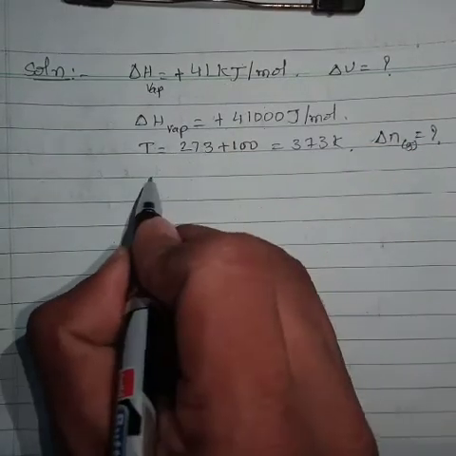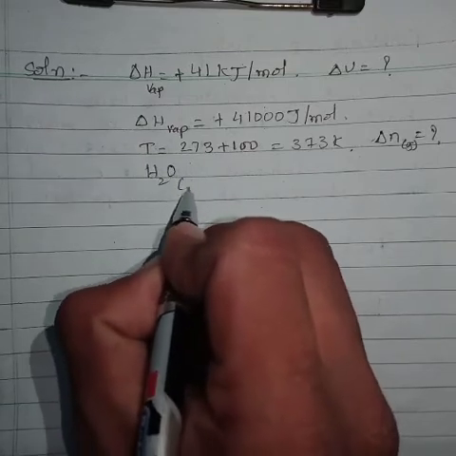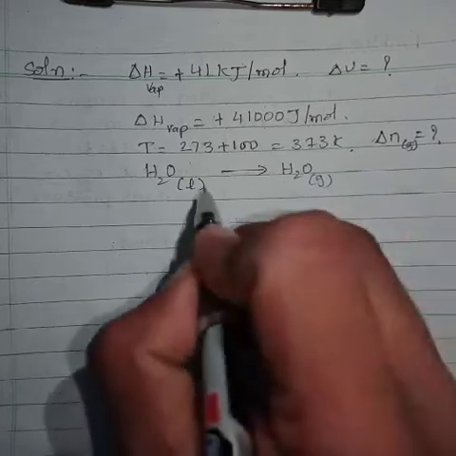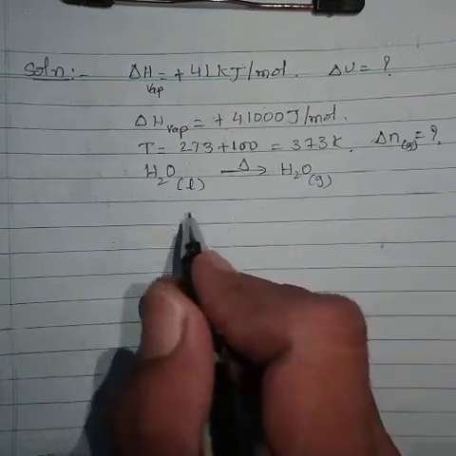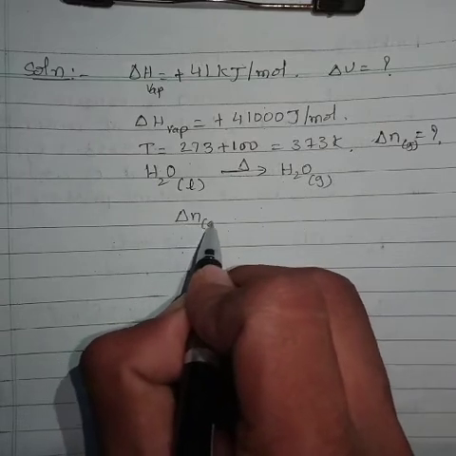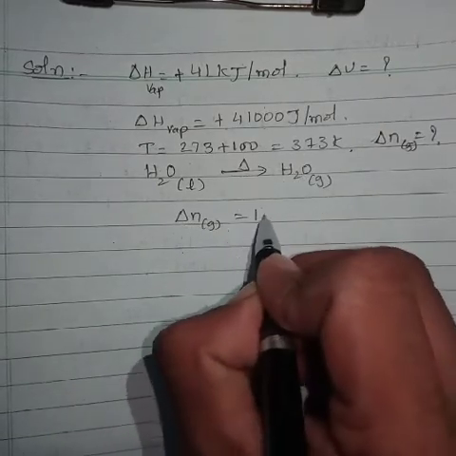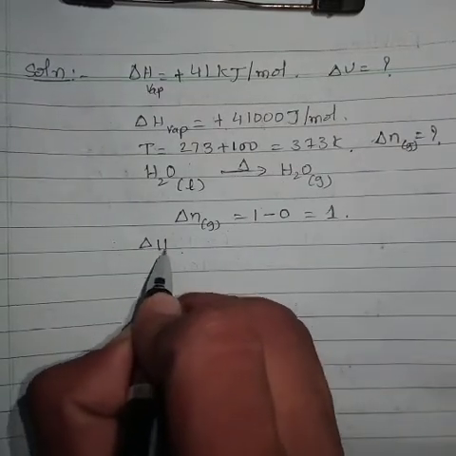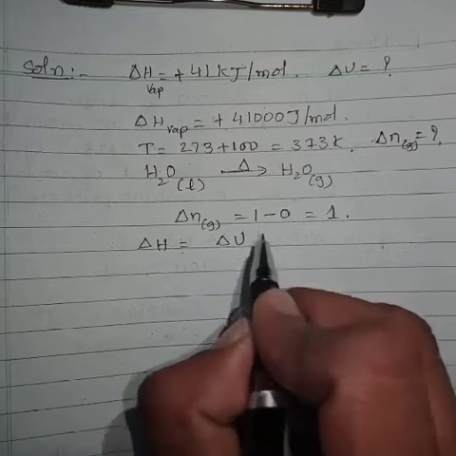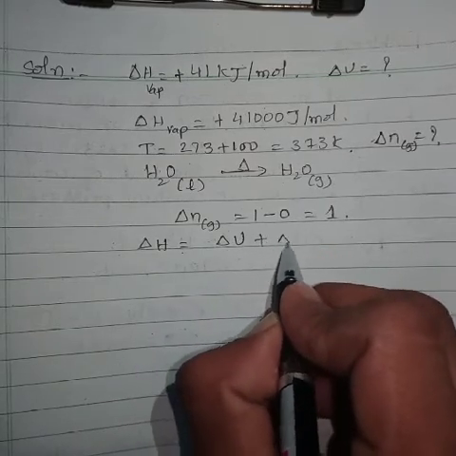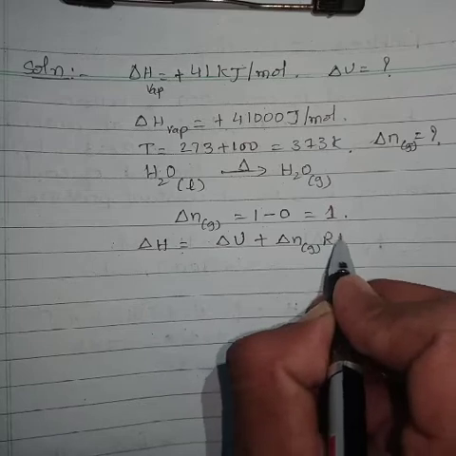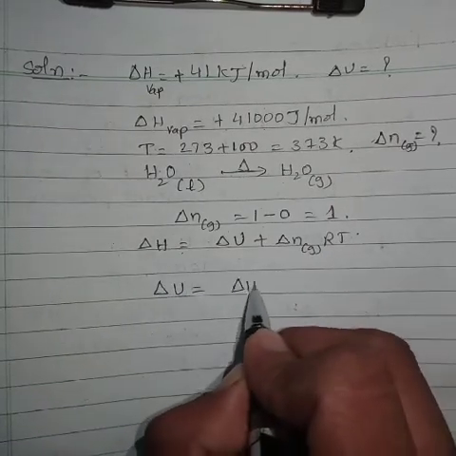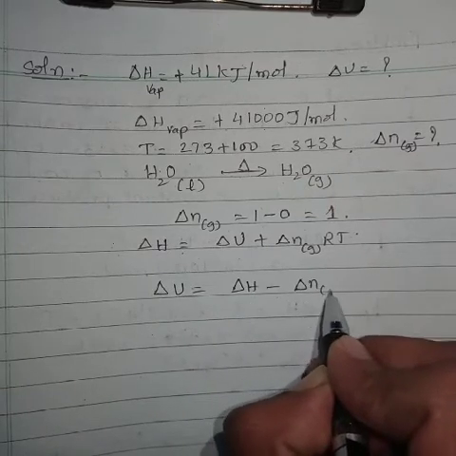For this, the reaction is H2O liquid is converted into H2O gas. This is heating. So delta Ng is equal to 1 minus 0, which is equal to 1. So delta H is equal to delta U plus delta Ng RT, or delta U is equal to delta H minus delta Ng RT.